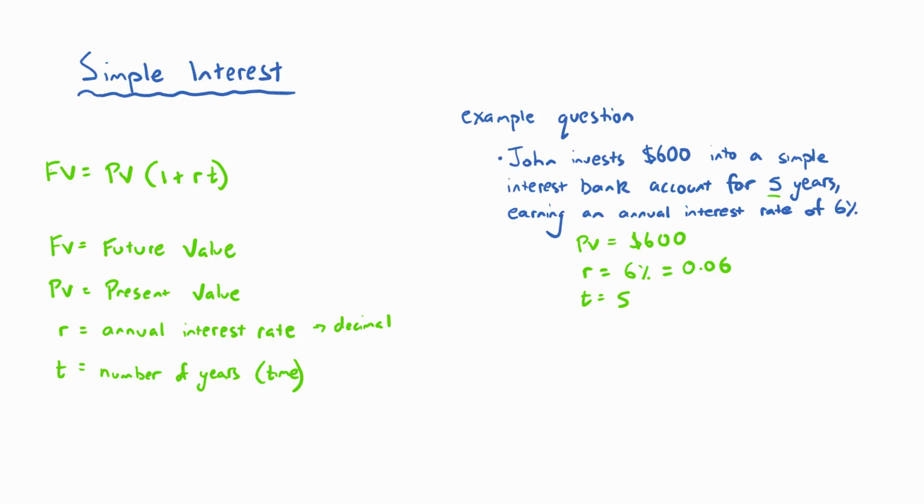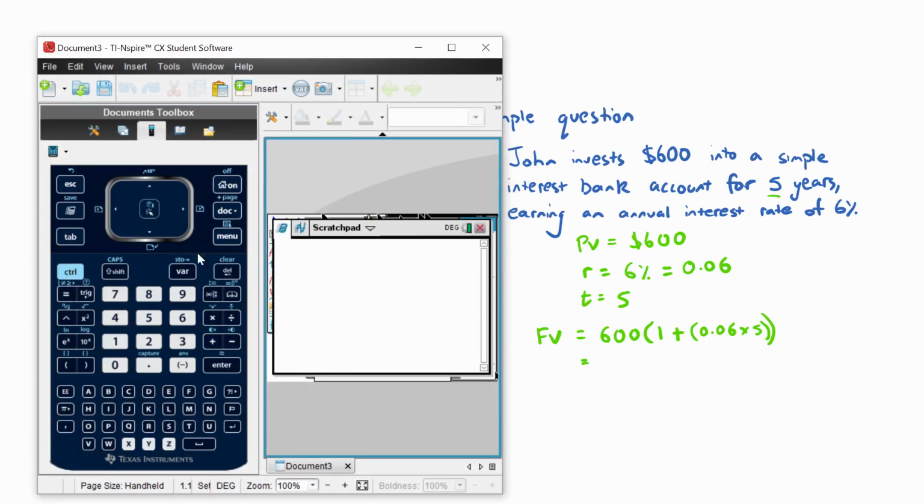So with these three pieces of information, I can find my future value, which is the amount that will be in the bank account at the end of the 5 years. So let's apply this formula here. The present value is 600 multiplied by 1 plus the interest rate, I'll put this in another bracket here, 0.06 multiplied by time, which is 5. And I can use my calculator from there. Let's bring the calculator up.